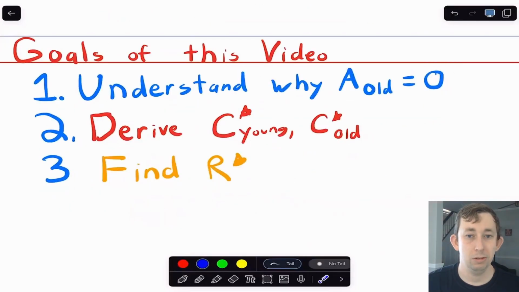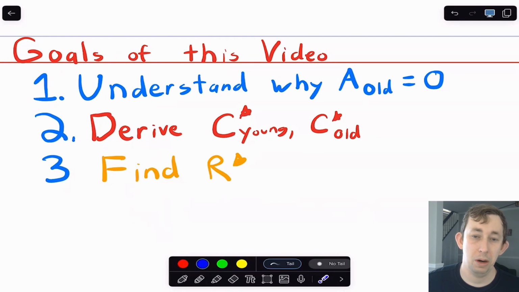But in this video, all I want to do are 3 things. First, I want you to understand why there's going to be no savings in the overlapping generations model, as we talked about in part 1. So based on that, we can derive the optimal consumption when the person is young and old. We can also find R star. So that's the 3 things we want to do.